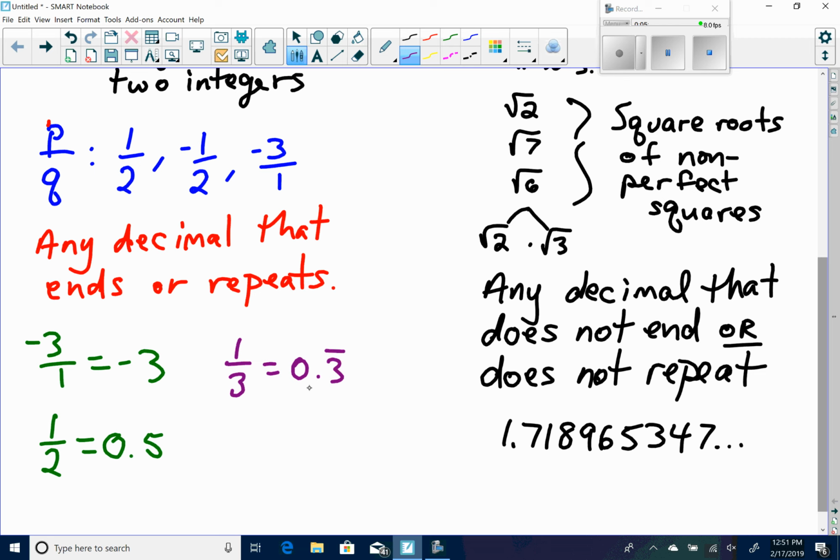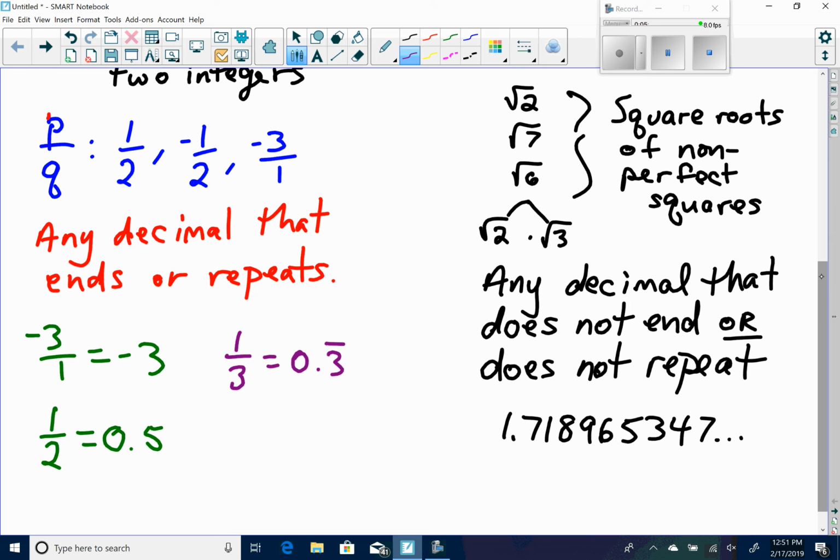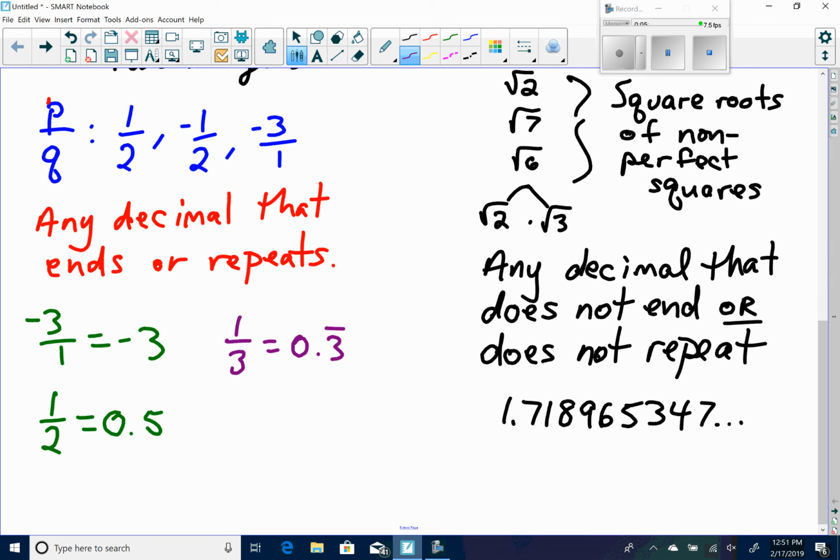So again, notice a difference here. This will go on forever. It doesn't end, but it does repeat. These numbers over here end. Over here, going back to irrational, non-terminating, non-repeating decimals there. So that's the biggest difference between the two.